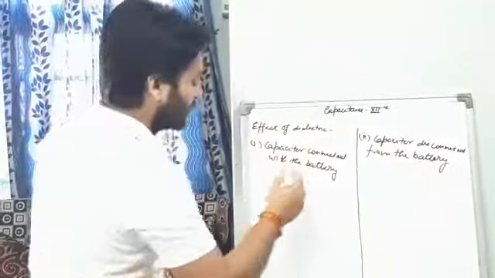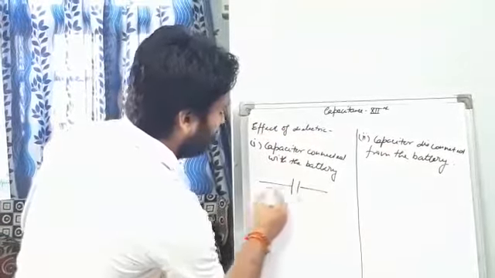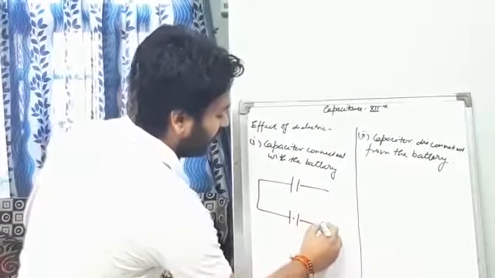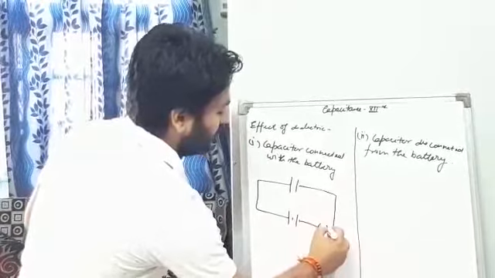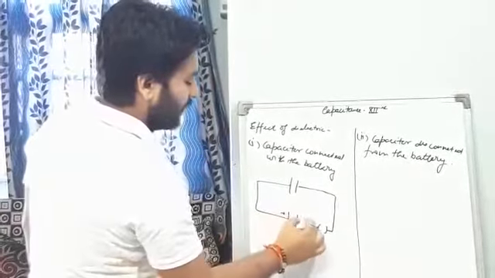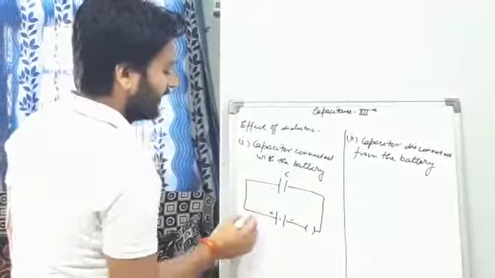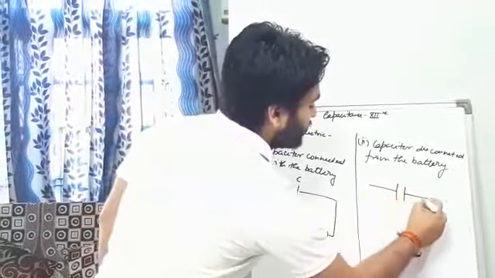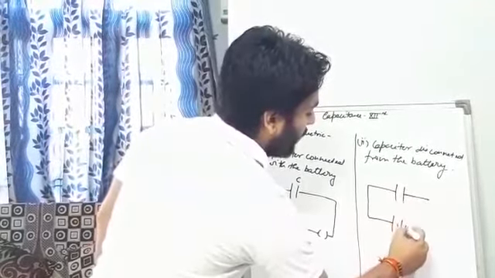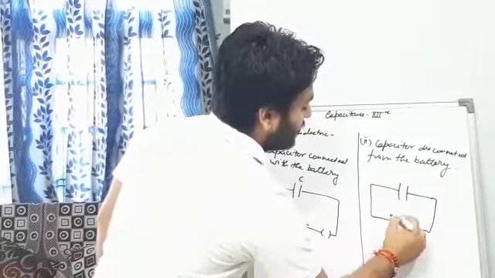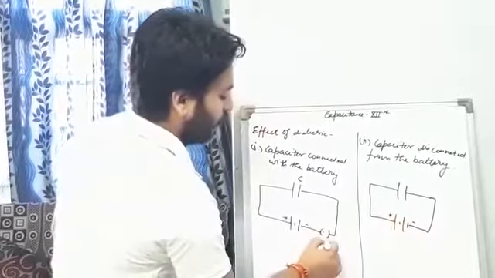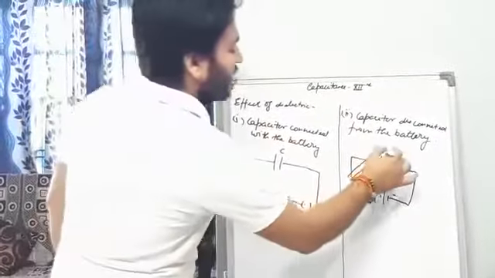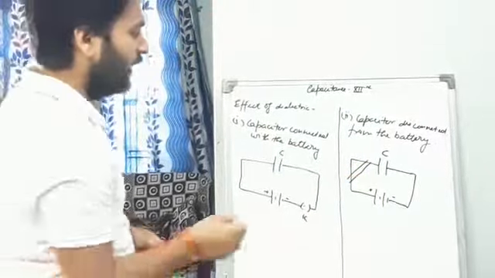So I am just drawing this: this is the capacitor, and this is the battery, and this is the switch like this. Plus, minus, capacitance is C. In this case, we will keep it connected with the battery. This is the plus terminal, this is the minus terminal, switch is on. In this case, we will disconnect the battery from the capacitor, and the capacitance is C.